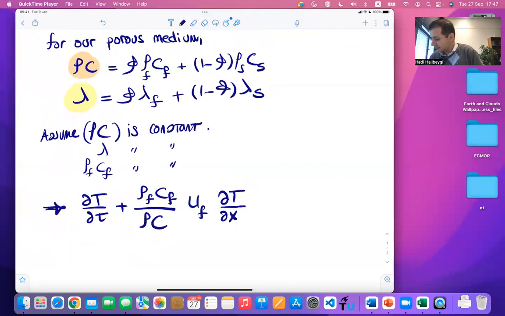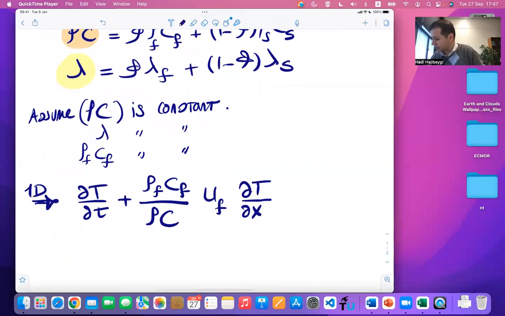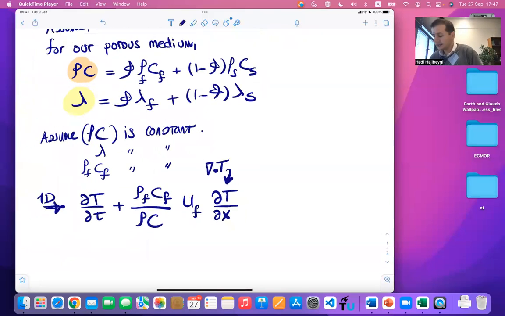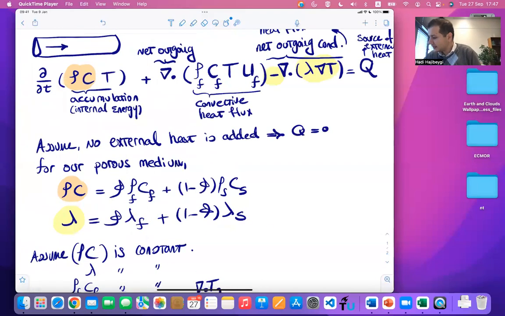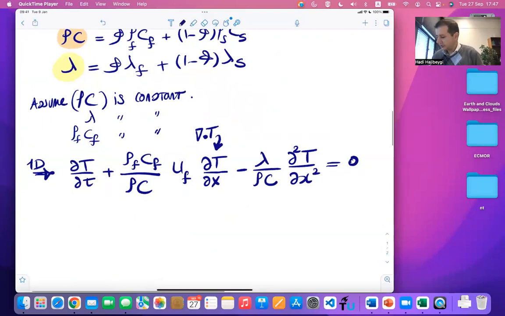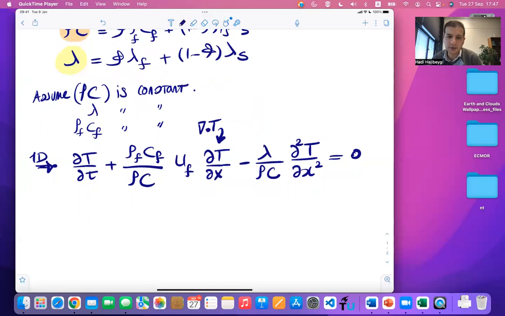Now I'm writing it for a one-dimensional system. So the divergence of T for a 1D system will be written as dT/dx. And then I have conduction, which is minus lambda, and I'm dividing everybody by rho C. I have two operators, one gradient, another divergence. Both of them together make the second derivative of temperature with respect to x. That is 0 because the source term is 0. That is my key equation at this moment.